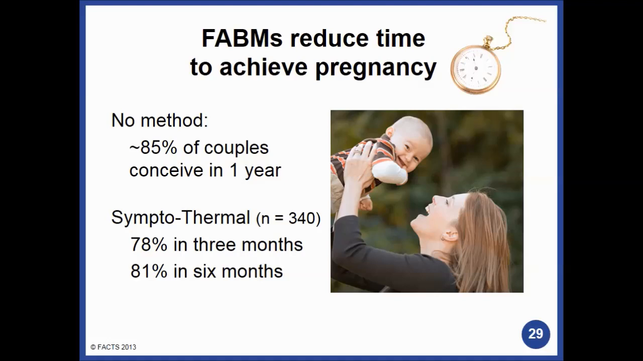This is from a study by Nath and colleagues looking at a symptothermal method. 80% of couples conceived within 6 months. Similar research has been done using ovulation methods with the Creighton model with Hilgers and colleagues, showing very similar rates, 75 to 80% conception rates in couples of normal fertility within 6 months.